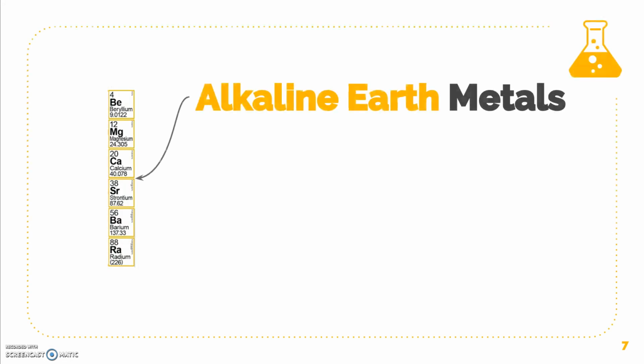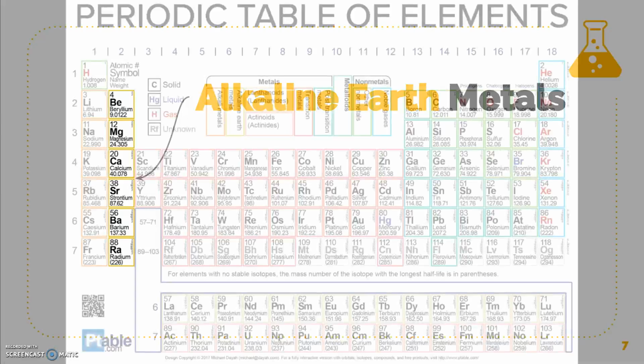Next, group 2 contains the alkaline earth metals. These elements have two valence electrons and form cations with a charge of +2. They are all shiny and silvery white, but they are not as reactive as the group 1 elements.